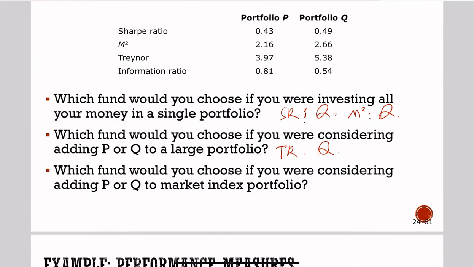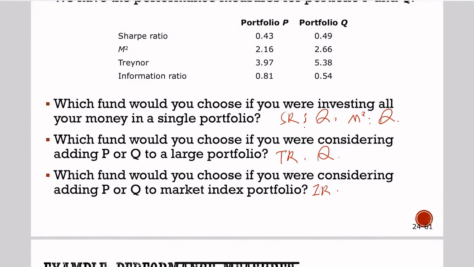Which fund would you choose if you were considering adding P or Q to a market index portfolio? So you can see that here you should use information ratio, because information ratio tells you what kind of improvement you can get in terms of Sharpe ratio when you're adding portfolio P or Q to your market index fund. Right? So in this case, you should choose P. So you can see that it's actually important to understand the usage of these different measures. Then according to your specific scenario, you should choose the correct performance measure.